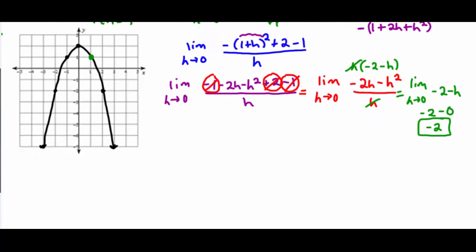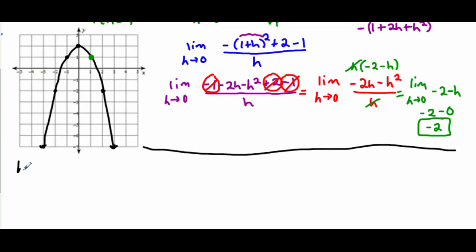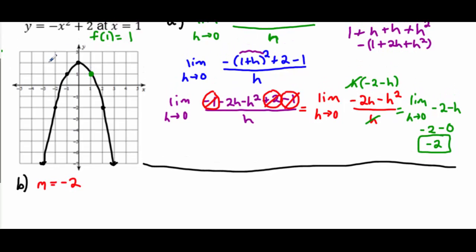B asks us to find the equation of the tangent line. Well, what we need to find the equation of a line in general is we need to find the slope, which we just did. Our slope is negative 2. We also need a point that it's going through. If we had the y-intercept, we could use slope-intercept form, but it's not likely that we'll be given that. We'll definitely know a point because they want to know what's happening at x equals 1. So the point that we care about is this one right here, 1, 1.